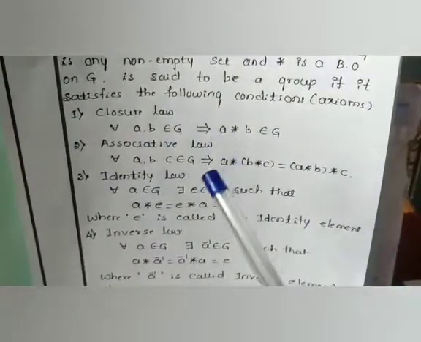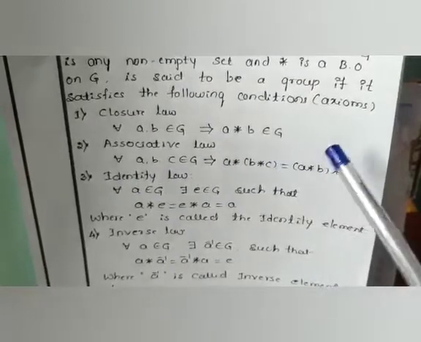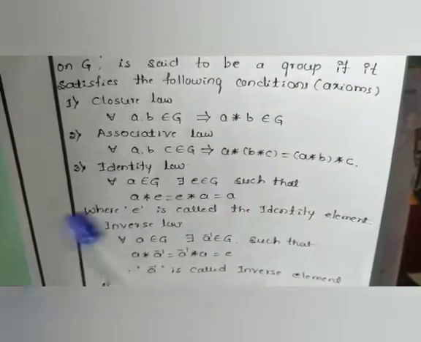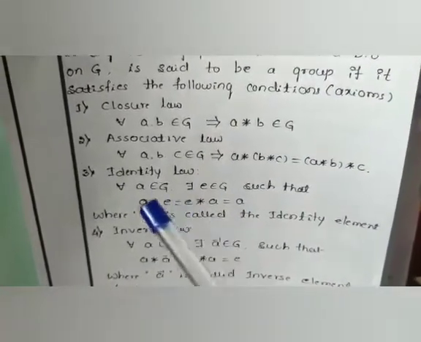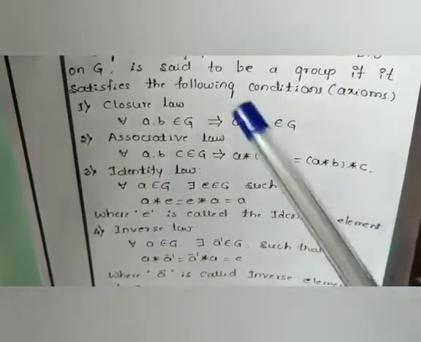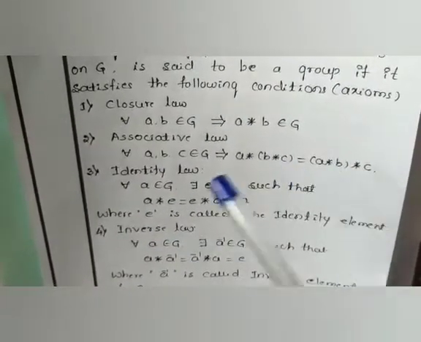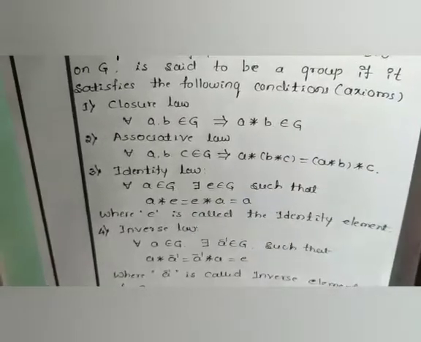If asked the associative law, you should say a star of b star c is equal to a star b of star c. What is the identity law? Without hesitation you can say for every a belongs to G, there exists e belongs to G such that a star e equal to e star a is equal to a. Like that, you have to say all the laws frankly.